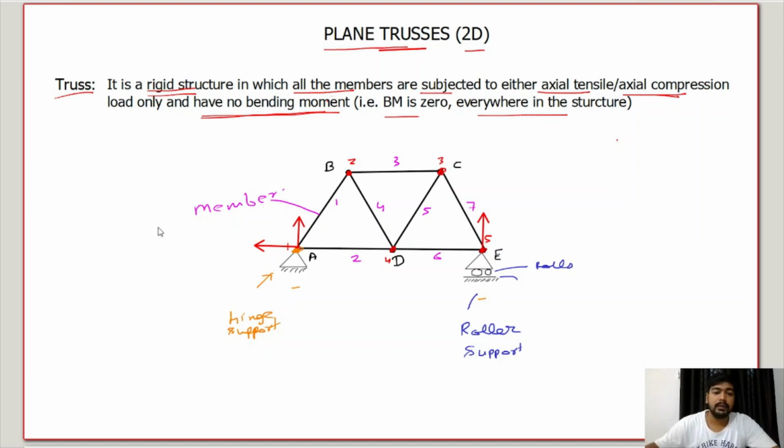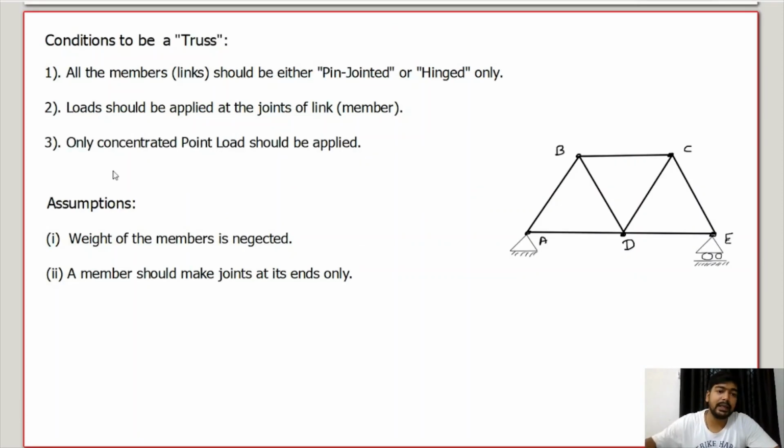Okay. So as we have understood what the truss is, let's understand what conditions are to be fulfilled to say the structure is a truss. Okay. So let's see the conditions. The first condition is that all the members should be joined by either pin joint or hinge.